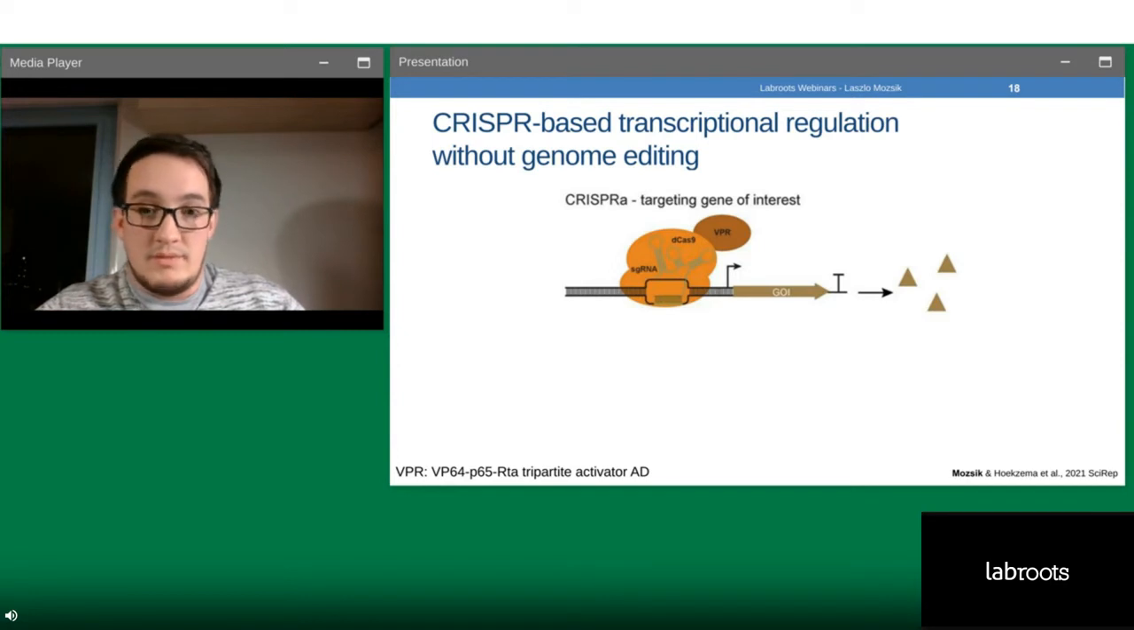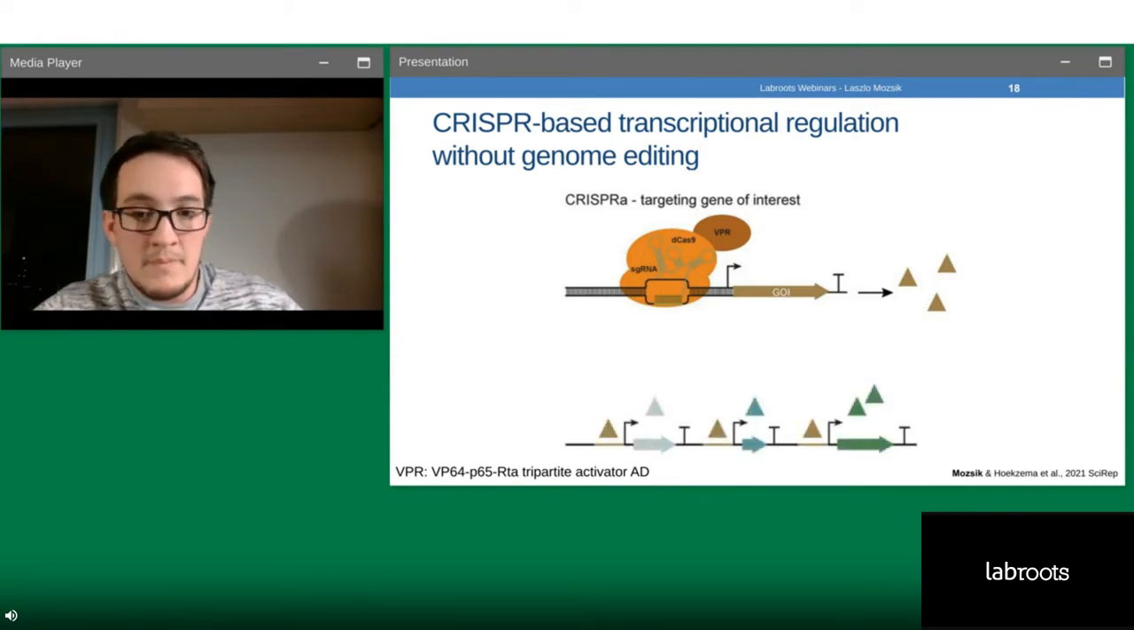And if we fuse a regulator domain to this guidable protein, we can create a synthetic transcription factor that we can guide to the promoter of the gene of interest, and by deploying a regulator protein to these segments, we could create transcriptional regulation on demand. We chose for transcriptional activation the VPR tripartite activator domain, which has been shown to be functional in numerous species already, and we established it for Penicillium.